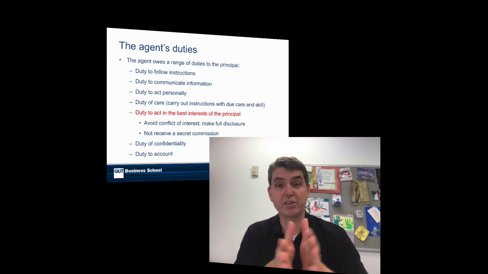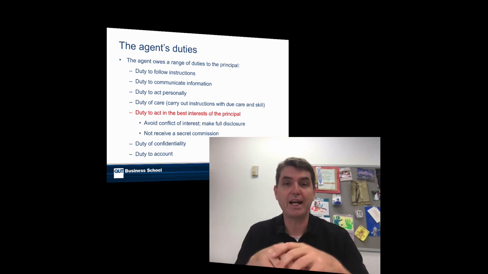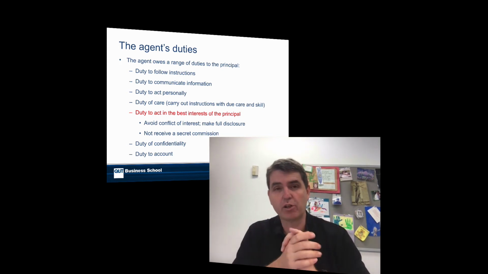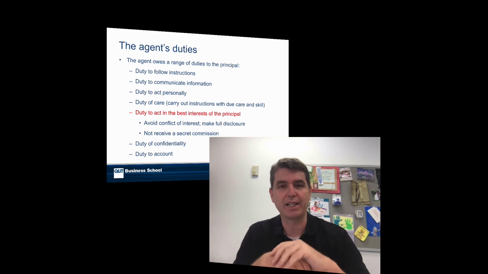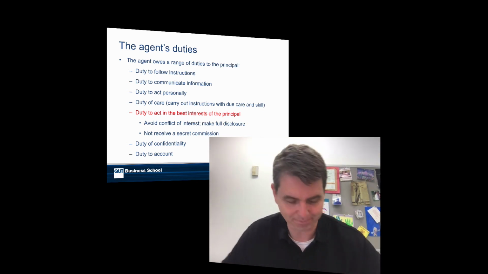So having looked at the scope of authority, what the agent is able to do, we're now going to look at the other side of the coin: what they have to do, what the duties of the agent are. So let's get into that.